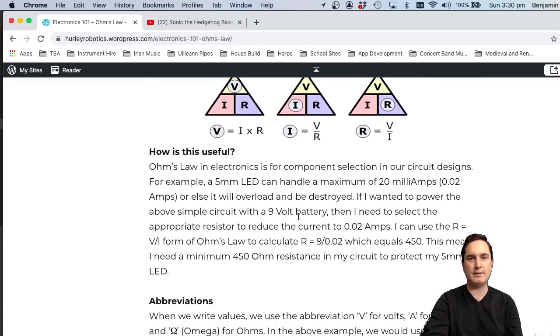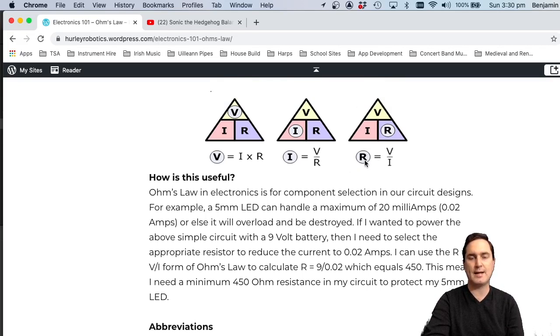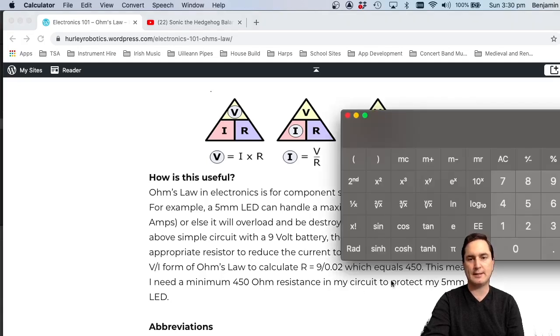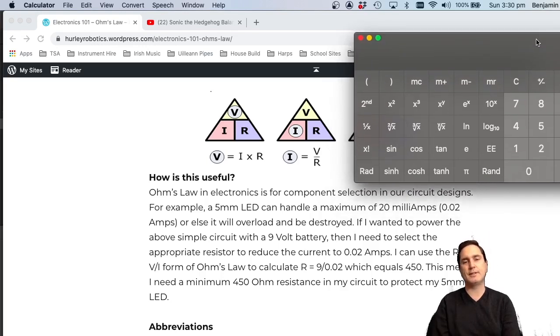So we know the current, we know the voltage, we want to find out what resistor to select. So we need this form of the formula here. What is R for resistance? R equals V divided by I. So I'll get my calculator out. R equals V, which is 9, divided by our amps, which is 0.02, equals 450. So we need to make sure that our resistor in this circuit is at least 450 ohms, which is the measurement for resistance. We need to select a 450 ohm resistor or greater.